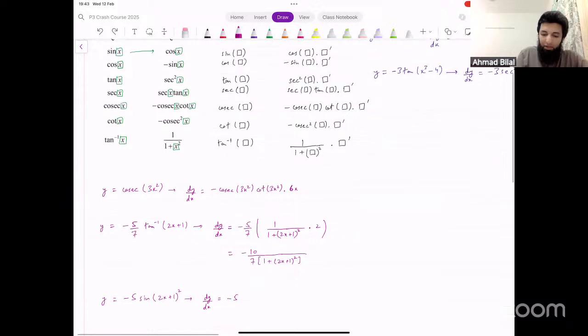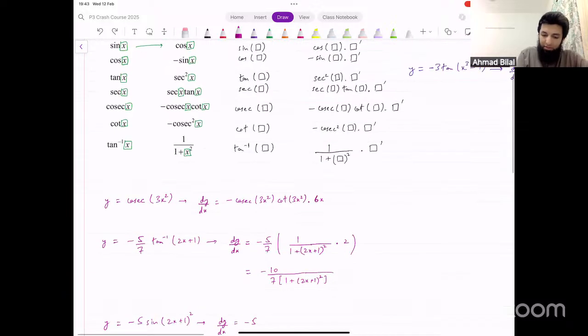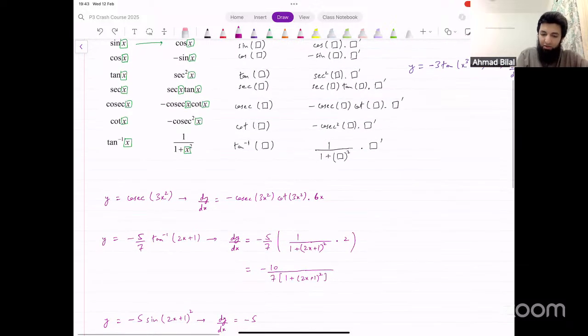Okay, anyway, so you have that on top. Derivative of sine x is cos x, right? Let's use that. This is going to become cos of 2x plus 1 whole squared. But then we also have to multiply by the derivative of this thing.